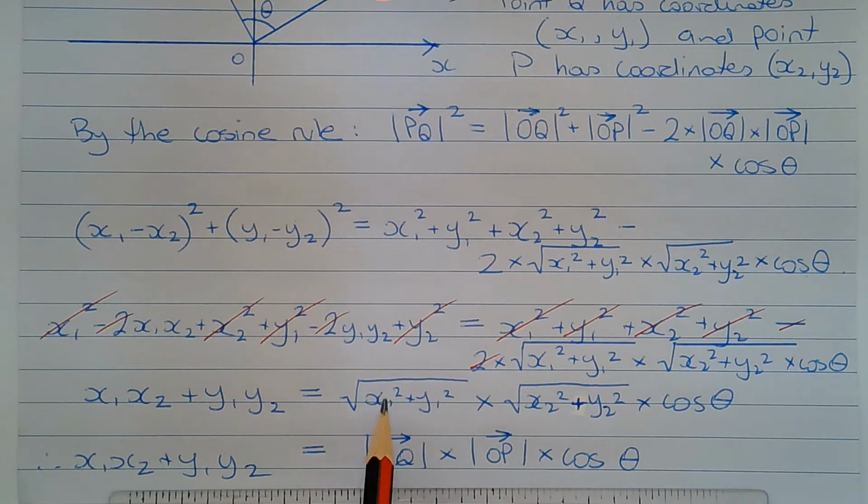And the square root of x1 squared plus y1 squared is the magnitude of vector OQ, and the square root of x2 squared plus y2 squared is the magnitude of vector OP. So x1 x2 plus y1 y2 is equal to the magnitude of vector OQ multiplied by the magnitude of vector OP multiplied by the cosine of theta, as required.